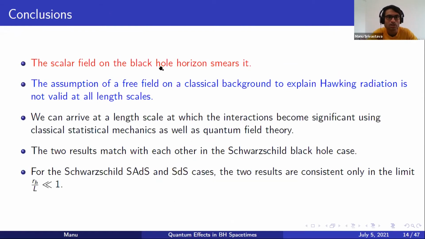And so some conclusions are that a scalar field on the black hole horizon smears it. There is a smearing of the horizon. The assumption of a free field propagating on a classical background is not always true.